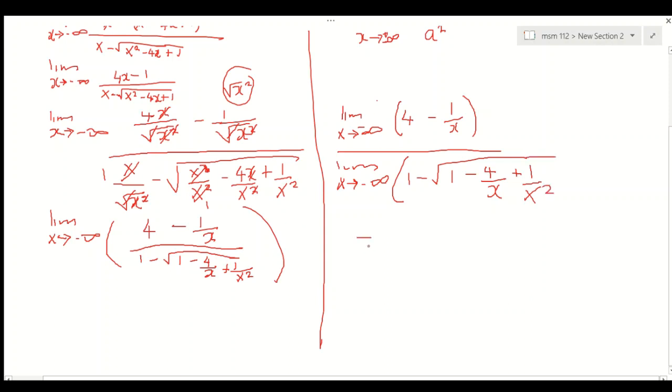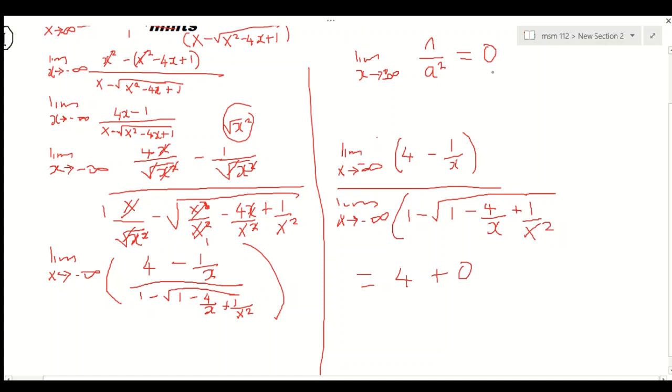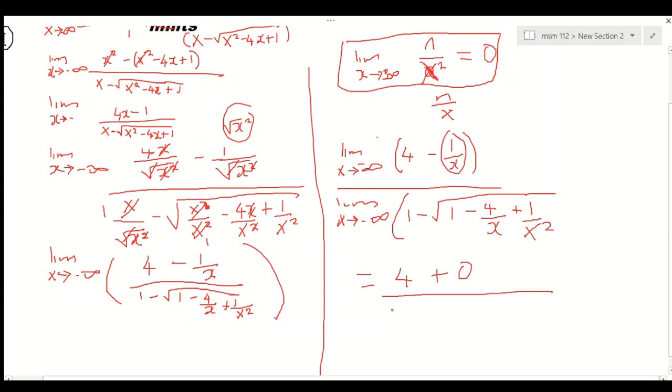So here the answer will be 4 plus 0, because this falls under this condition. You've seen it can also be like this, any number over the variable, let's say x. Even here you put some x, so that's one and the same. Anything over x, when you take the limit to positive infinity or negative infinity, it will be equal to 0. No wonder this part will be 0. Down here will remain 1 minus the square root of 1 minus 0 plus 0. Hope you are getting it.